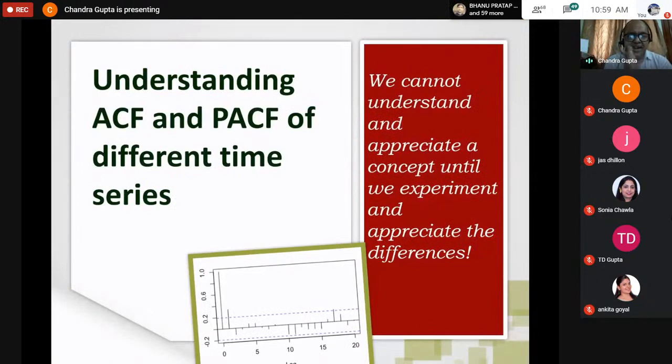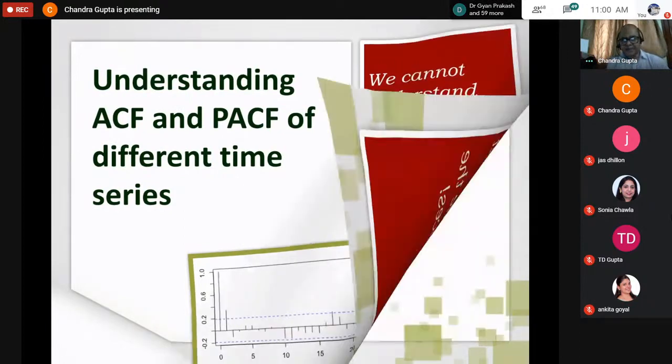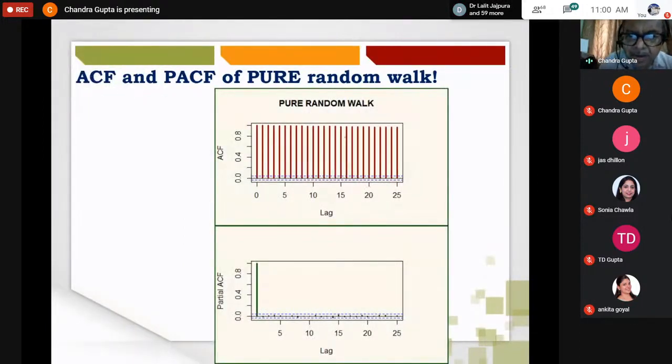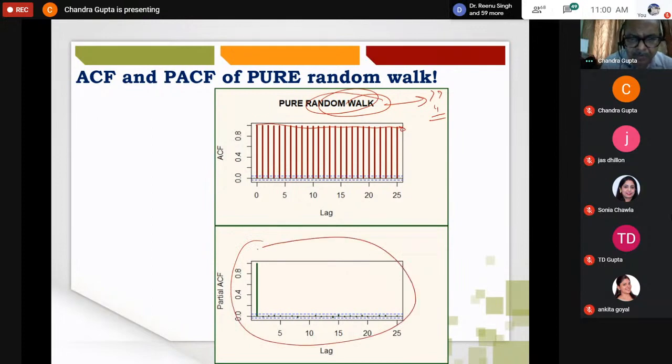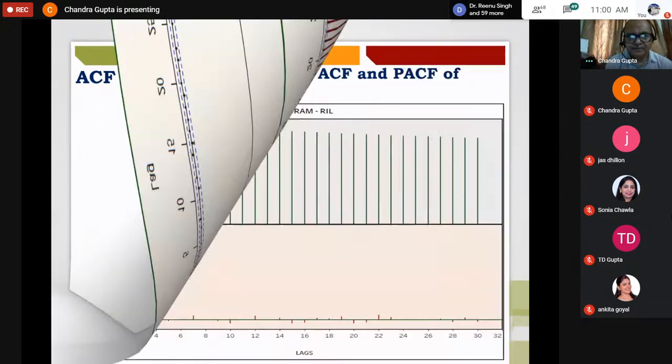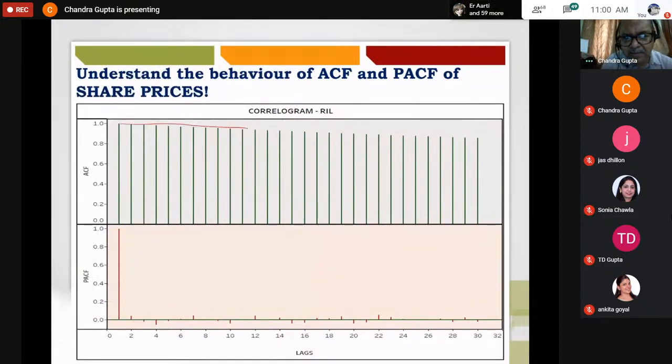So let's move to understanding ACF, the autocorrelation function, and the partial autocorrelation function of different time series. So we cannot understand and appreciate a concept until we experiment and appreciate the differences. Like here, you have a random walk. I will explain later on what we mean by random walk, but understand that there is some stochastic process called random walk. See the behavior here. Autocorrelation is not coming down, and that is the behavior of partial autocorrelation. Not coming down. Share prices.